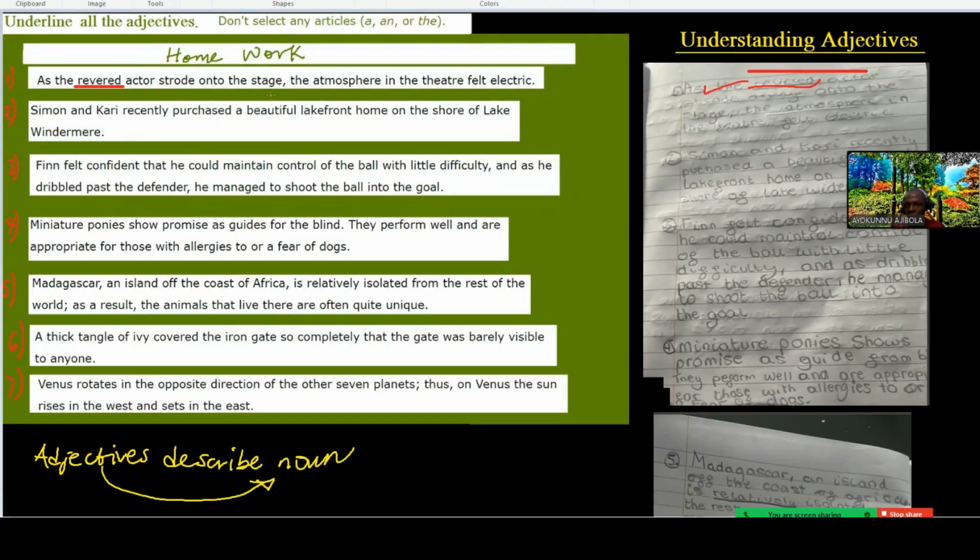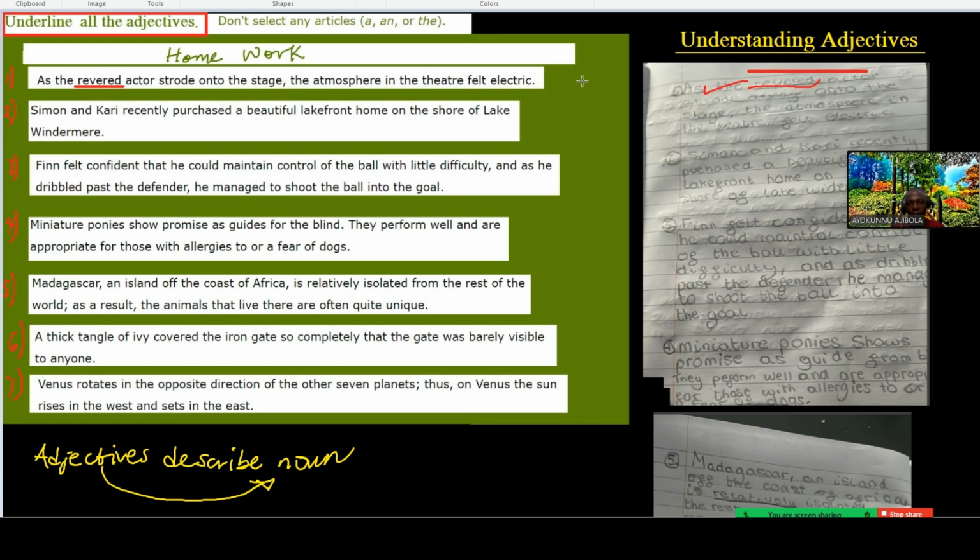Okay. Now onto the stage. Did you underline any other thing in that number one? No. Okay. The instruction says underline all the adjectives. That means there could be only one and there could be more than one in a sentence. So let's look at that number one sentence again. Can you see any other adjective in number one sentence? Because if you must pick the adjective, then you must find the noun it is describing, like the revered is referring to the noun actor.